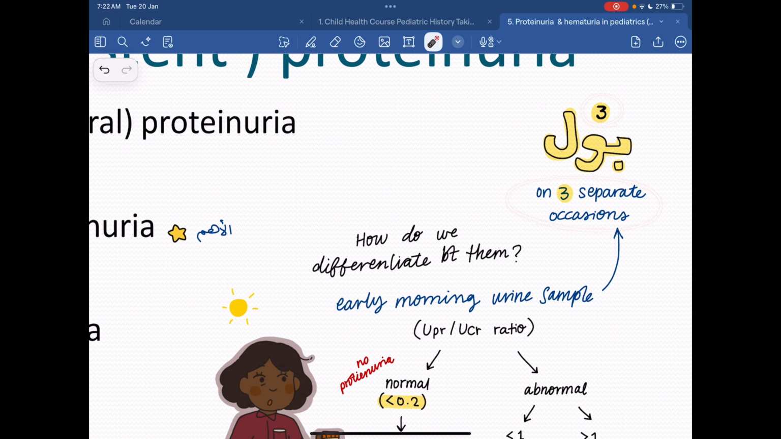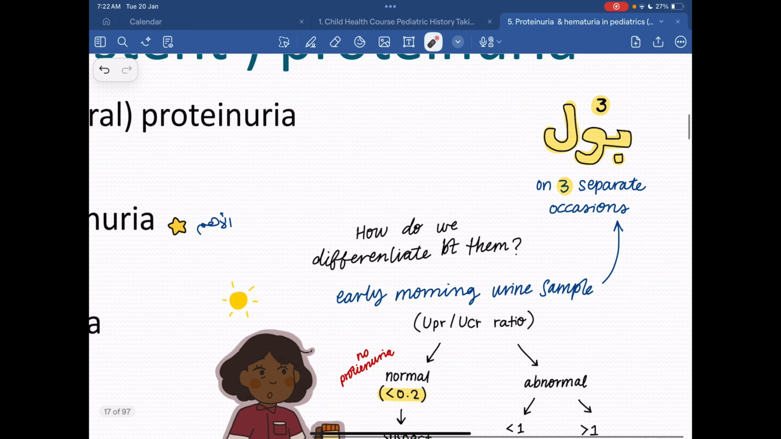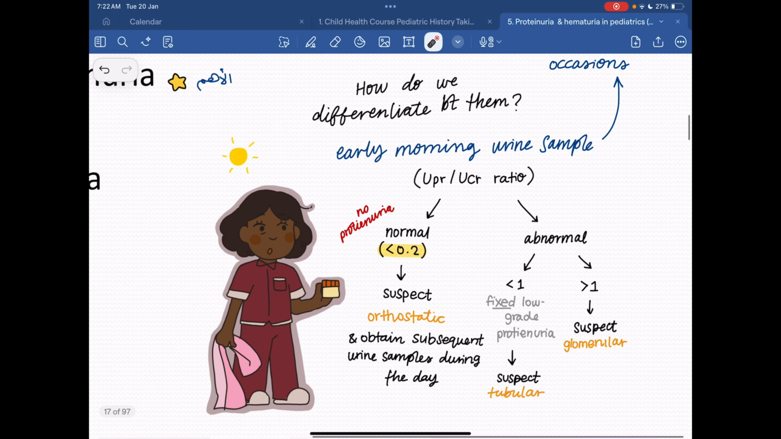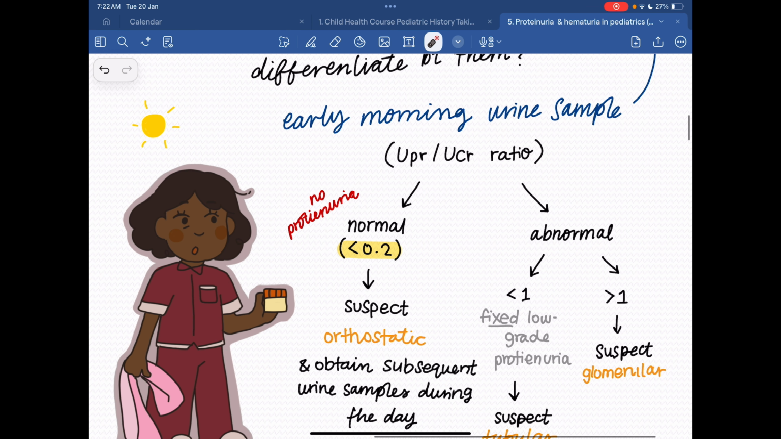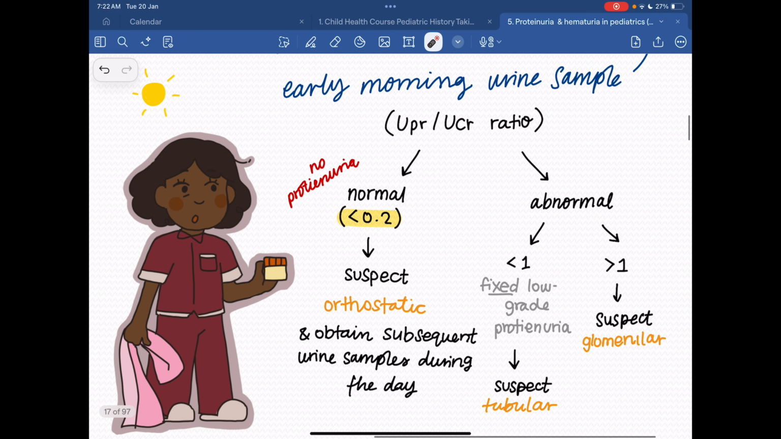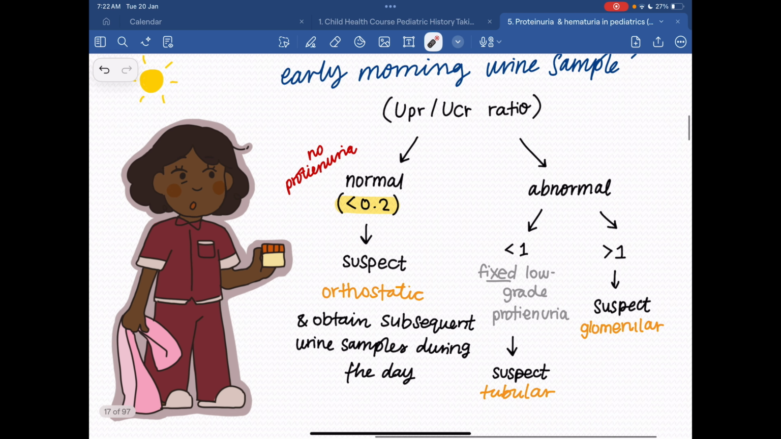Remember 3 حقنا؟ طيب. We're going to look, when we have this early morning urine sample, we're going to look at the urine protein to urine creatinine ratio. Normally هذا الratio is less than 0.2 وممكن يصير abnormal. طيب إذا كان normal we will suspect orthostatic وبشرح لكم زيادة عليه. إذا كان abnormal we will suspect tubular or glomerular.